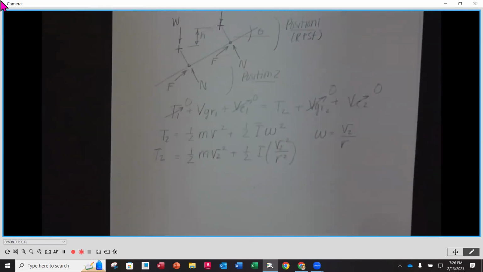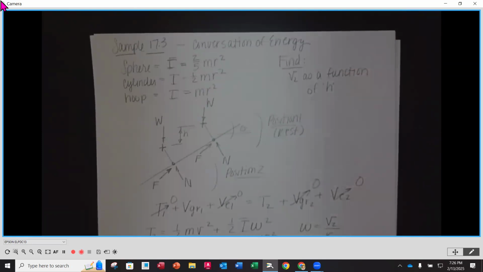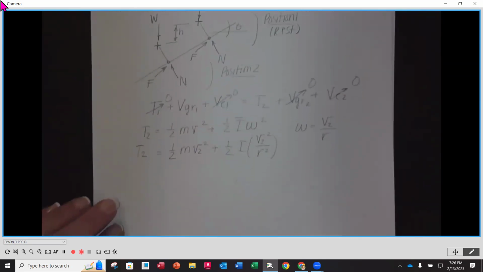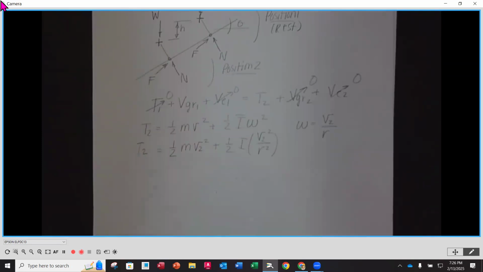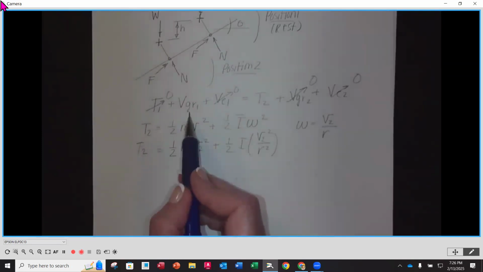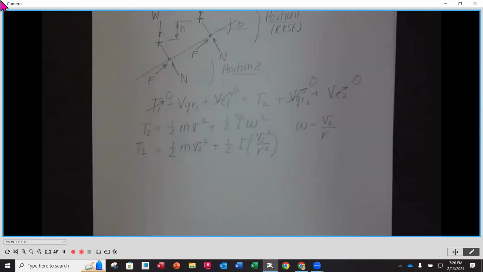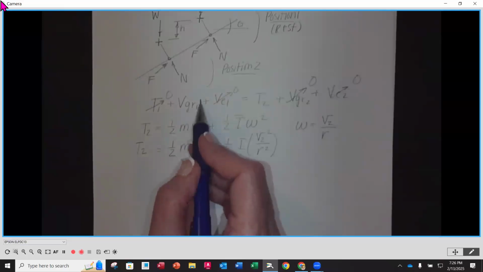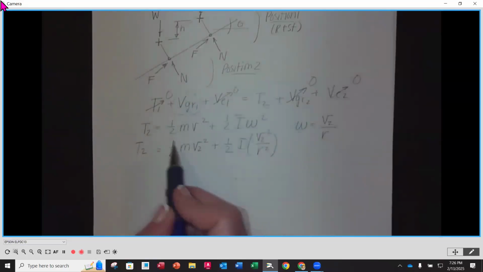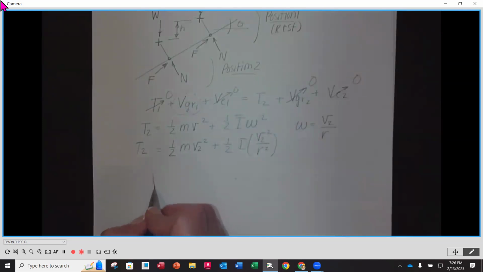Now, we don't know what our V is. We don't know what our R is, because remember, we're going to do this as a function of H. So we're going to do some more substituting here. Now, we know that gravitational potential energy is going to be equal to mass times gravity times height. So we're going to just take this and set it equal to this. So we've got V gravitational 1 is equal to T2.